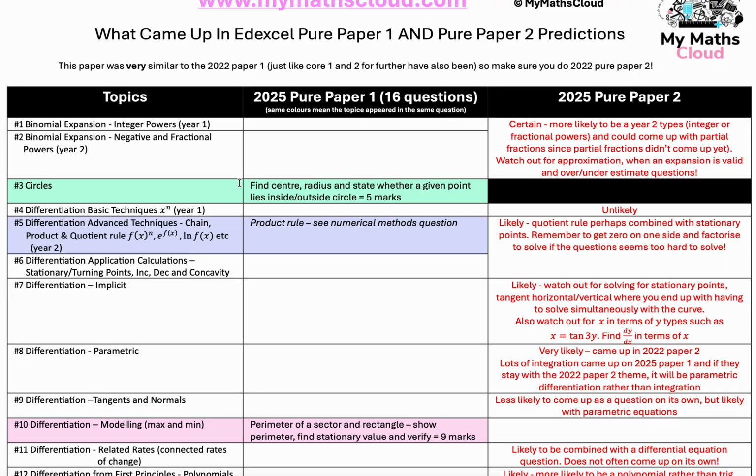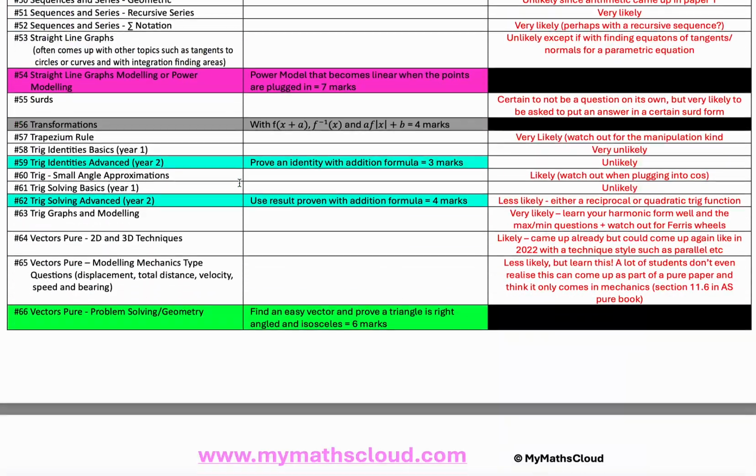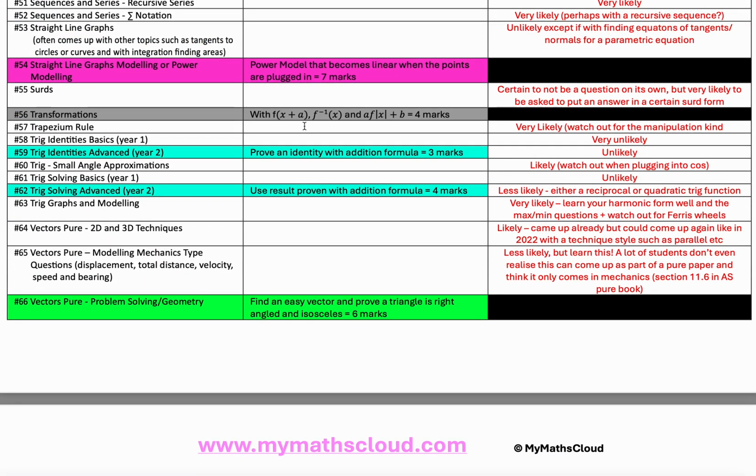Question 1, easy transformation question. F of x plus a type, inverse type, which is slightly out of the ordinary but could come up in a GCSE paper, just swap the x's and y's, and then a modulus transformation question, which was again pretty straightforward.